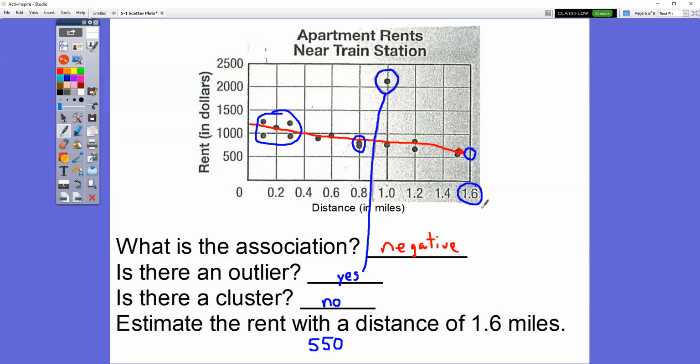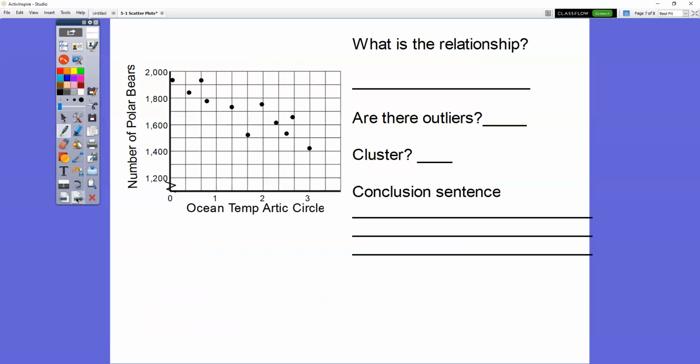Sure. Could you say 600 and be correct? Sure. Anything in that 500 to 600 range would be fine. All right. Take a look at the next one.